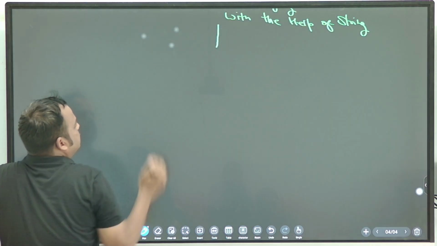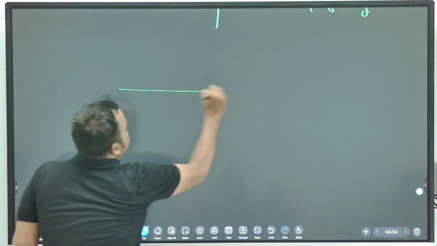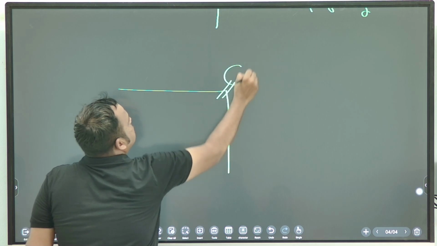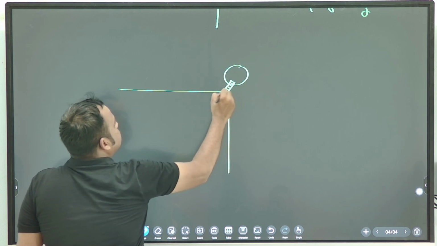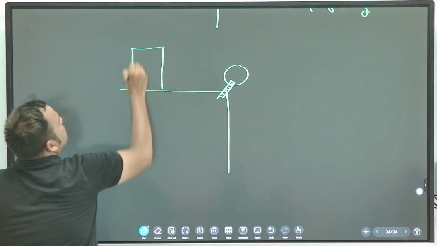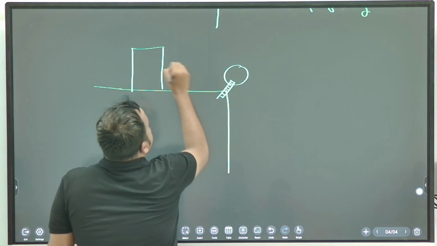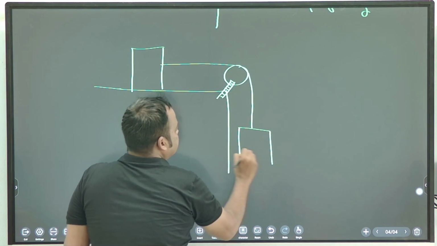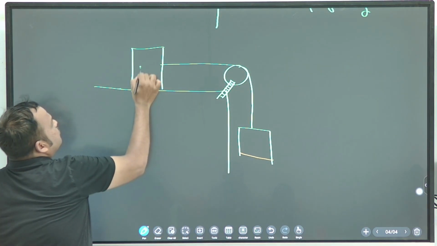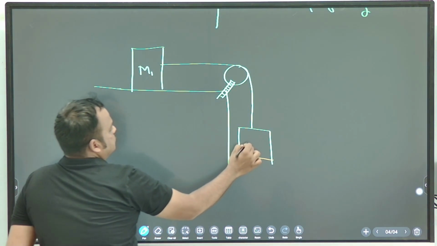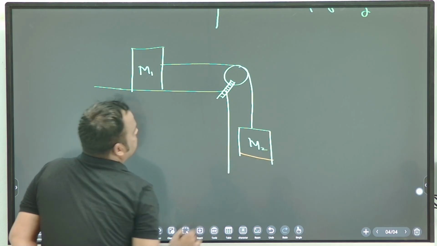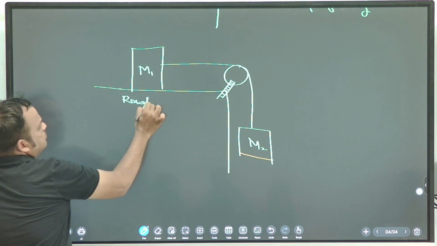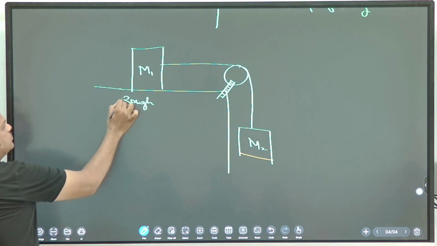See, one horizontal surface you draw, and a vertical surface. One pulley is there. One block here, a string is there, and one block is here. The resting block is M1, the hanging block is M2, and this is a rough surface.